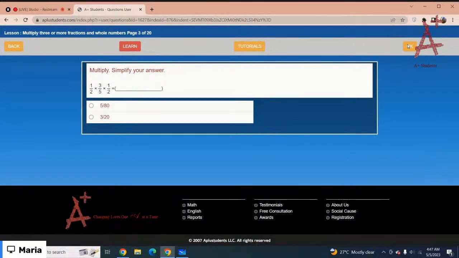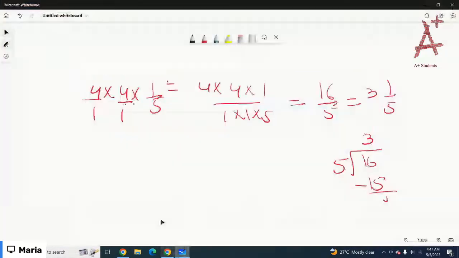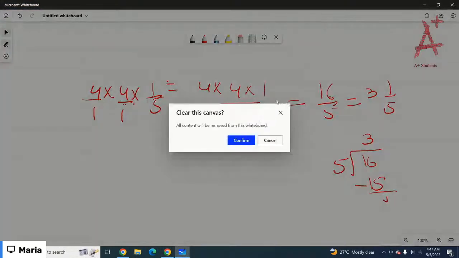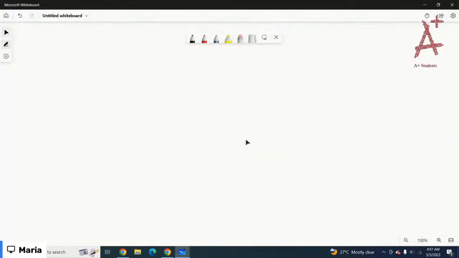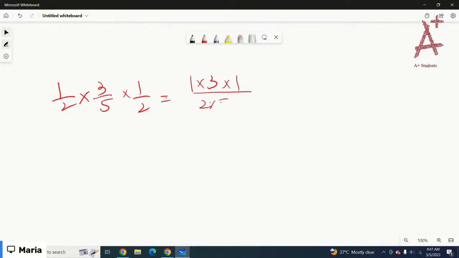Okay, the next one is 1 by 2 times 3 by 5 times 1 by 2. So just multiply all the numerators and then all the denominators. 3 times 1 is 3, 2 times 2 is 4, and 4 times 5 is 20. So it would be 3 over 20.